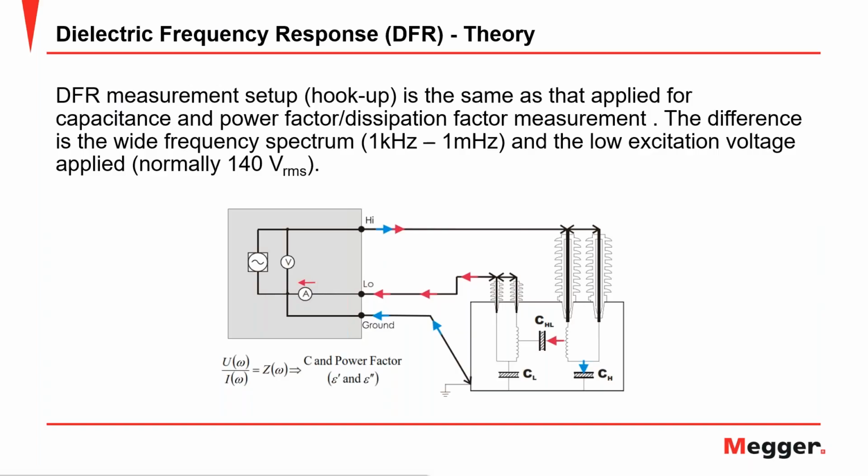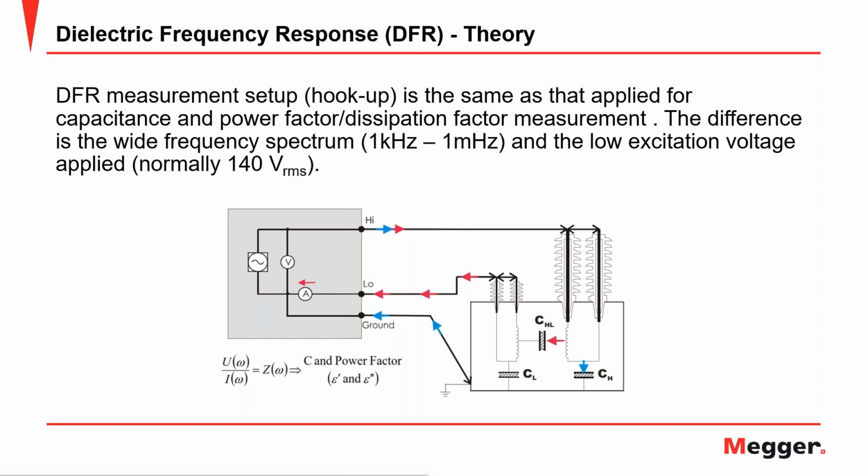So just to get into the theory of DFR, basically DFR is an advanced application of power factor testing. Okay, we do the same analysis. We're changing the frequencies. When we change the frequencies, of course, frequency is inversely proportional to time. So if I go into high frequencies, it's a very fast test. If I go into very low frequencies, it's a slow test, right?